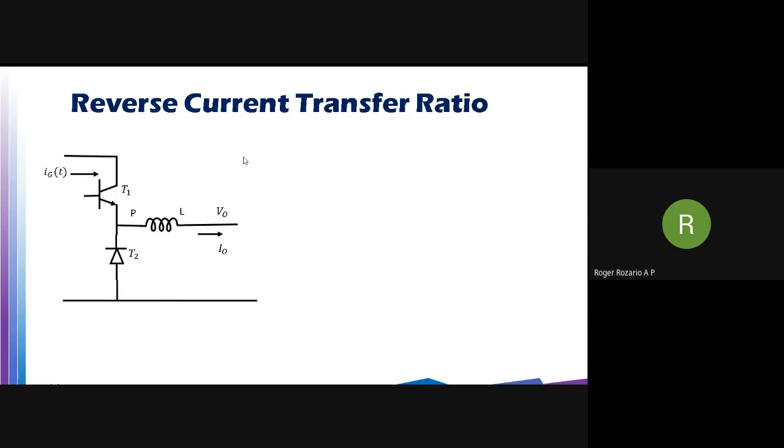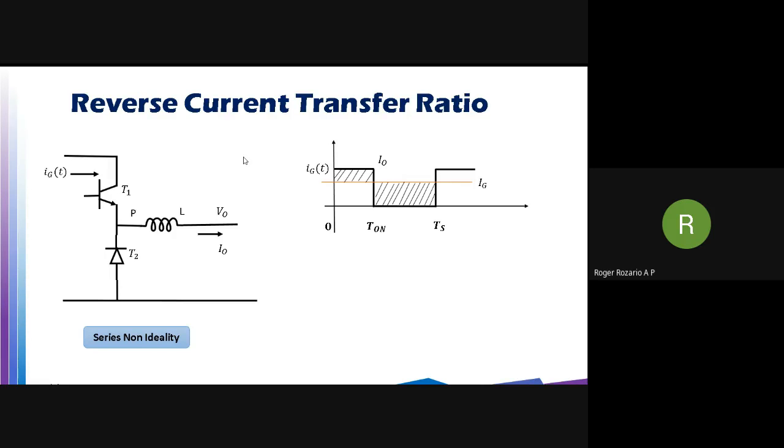What is the procedure to find out the reverse current transfer ratio? You need to use the current averaging method. That is the principle. So during the on time, what will be the current? It is I0 into T on.